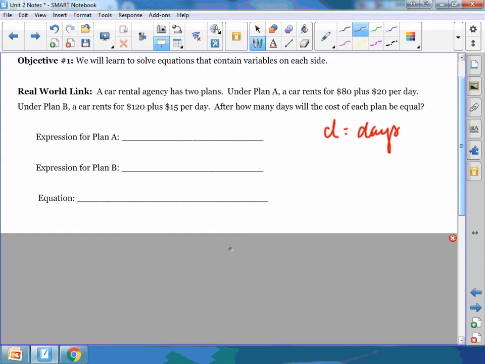Amelia? I'm just going to use D. 80 plus $20D for every day, that's Plan A. How about Plan B? Brady? $15D. Okay? So now the question is, when will these two plans cost the same amount? How would I write that as an equation?